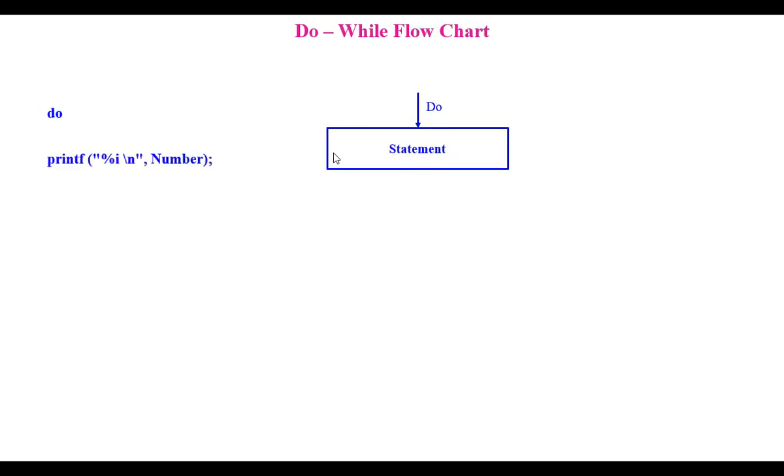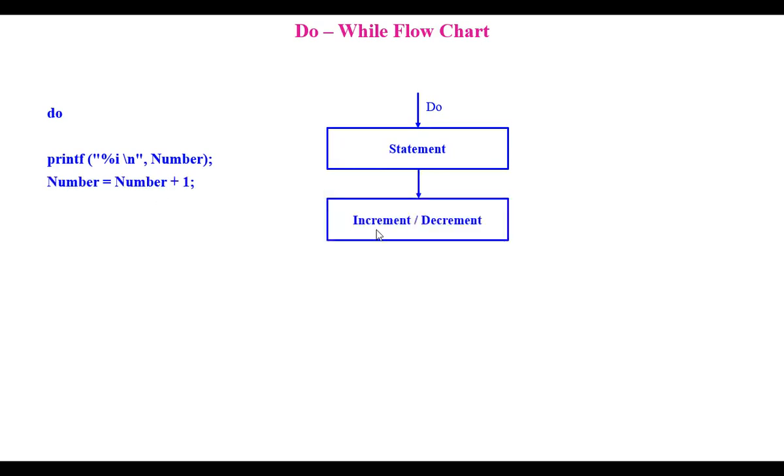So let us see this do while loop, how it is done with the help of a flow chart. The flow chart starts with the do here. The statement is executed first. Did you observe the difference? Earlier, only when the condition is true did the while allow entry into the loop. But here, this do starts without even testing any condition, and these statements are executed. That's the difference.